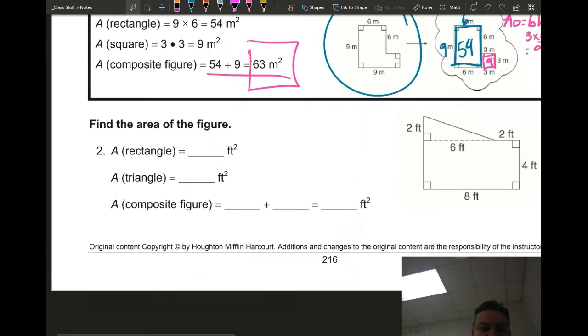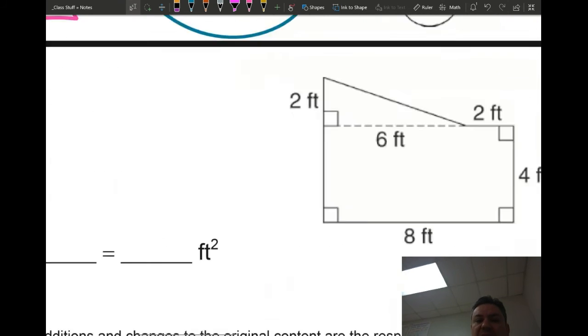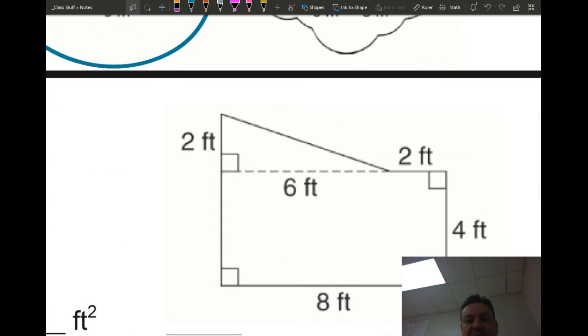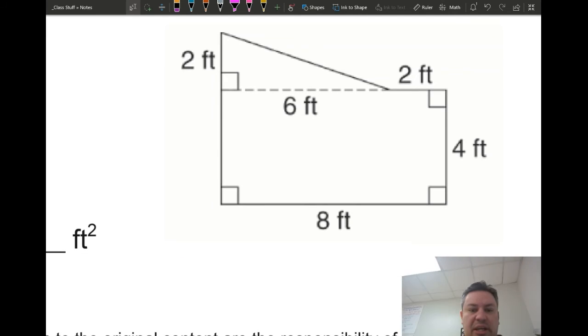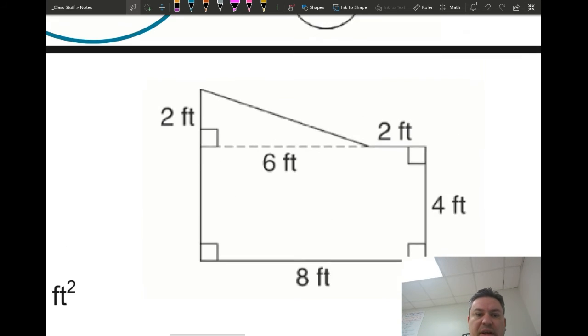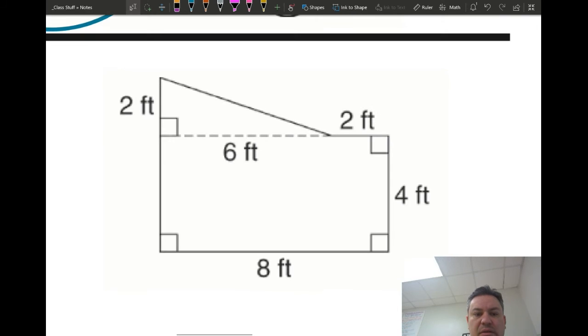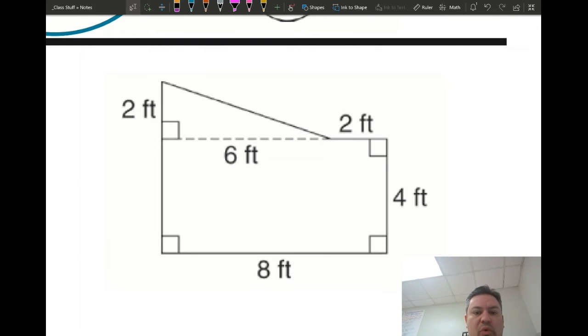So let's look at one example right here. If I look at this shape, can anybody tell me what two shapes you see? What two shapes can you see in this irregular figure? How can you break it down? Anybody? What can I make of it? Rectangle. A rectangle, very good.